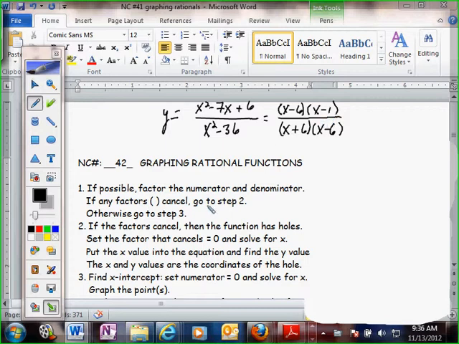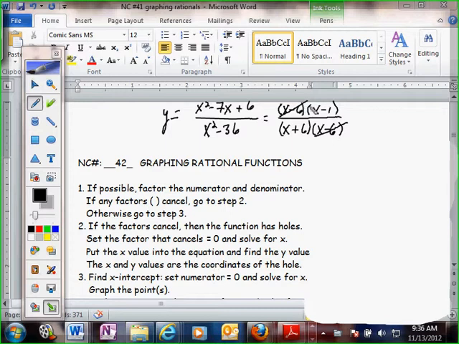Okay? So I was able to factor something, and it says if any factors cancel. Well, they do. And we're going back to our previous two assignments of multiplying and simplifying or dividing rational expressions. You should see that the x minus 6 factors cancel. And it says if any factors cancel, go to step 2. So step 2 says if the factors cancel, then the function has holes. Set the factor that cancels equal to 0 and solve for x. Put the x value into the equation and find the y value. The x and y values are the coordinates of a hole. So a hole is going to be a little spot.